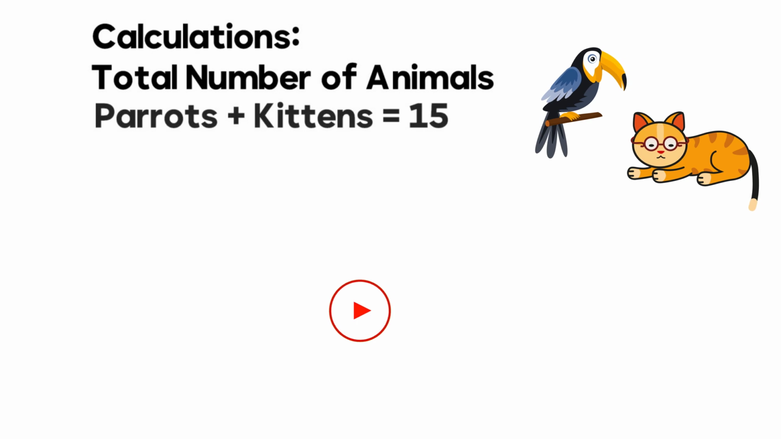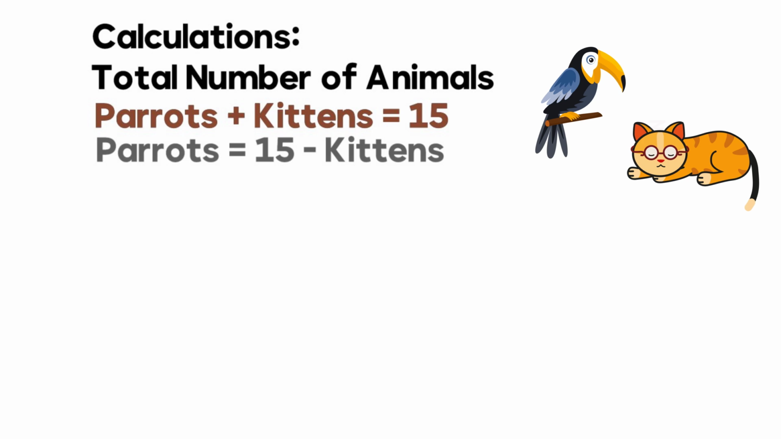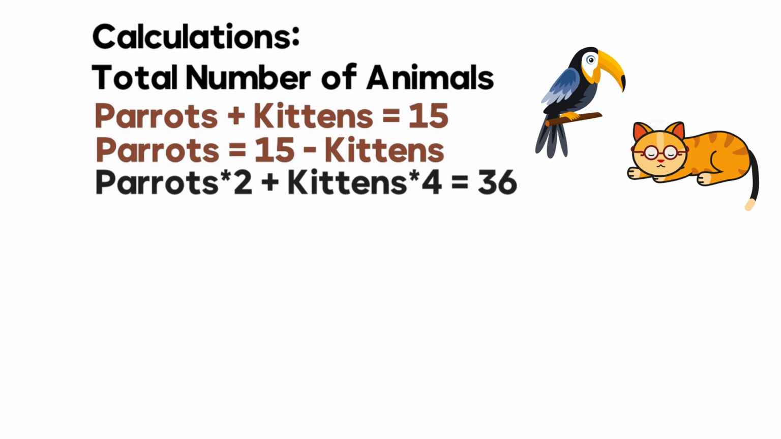Based on this information, we can create a formula. Number of parrots in the store plus number of kittens in the store equals 15. So based on this, we can calculate the number of parrots. Number of parrots equals 15 minus number of kittens. We can do a similar expression based on the number of legs. 2 multiplied by number of parrots plus 4 multiplied by the number of kittens equals 36.